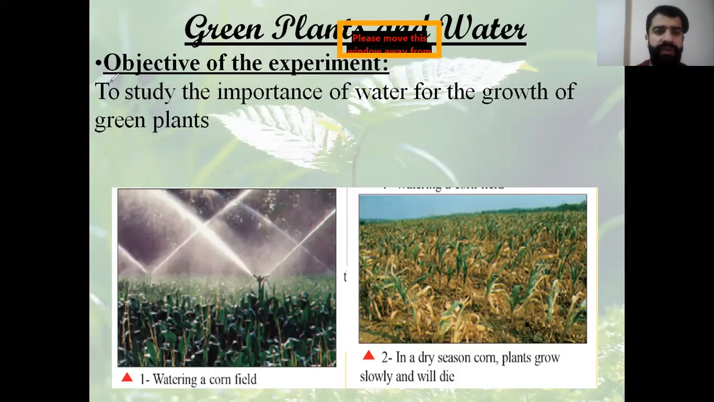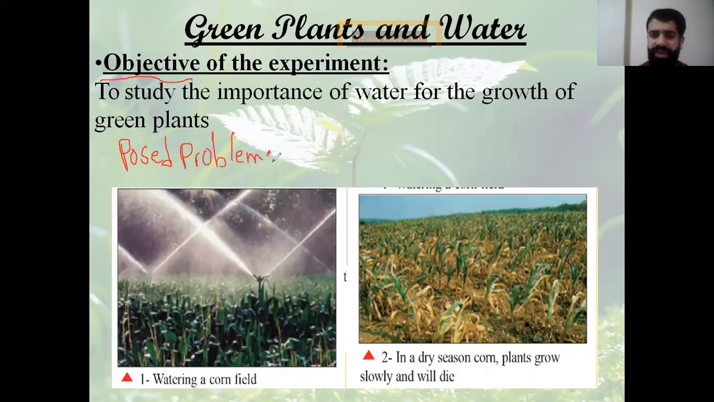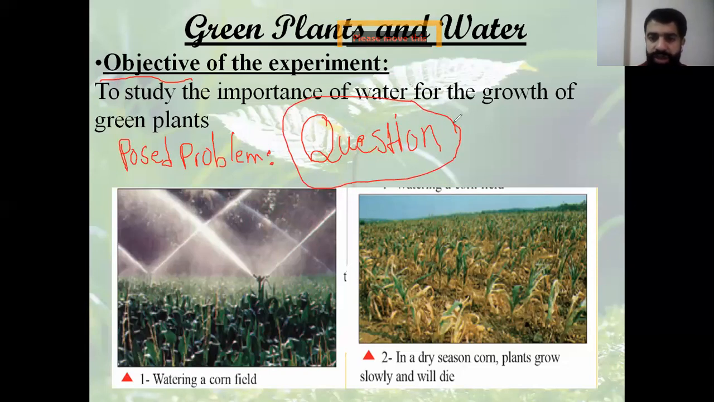Instead of the objective, I want to talk about the pose problem. The pose problem is very similar to the aim, but it should be in the form of a question. So what is the pose problem here? The aim is to study the importance of water for the growth of green plants. So the pose problem is: what is the importance of water for the growth of the green plant? You have to put a question mark at the end.